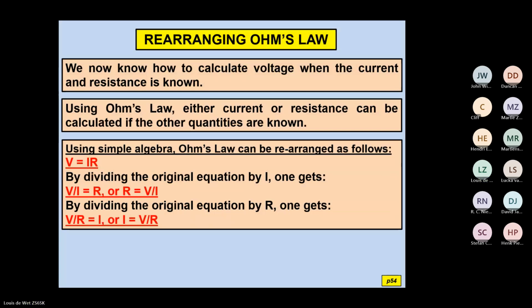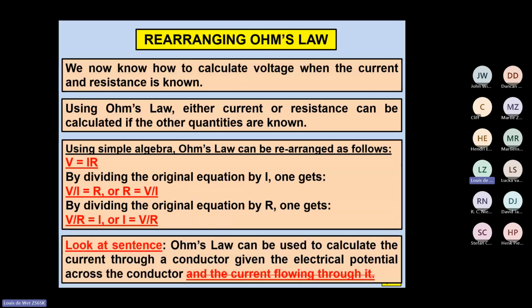Just make yourself very familiar with how this works algebraically and how it is applied. Look at the sentence right at the bottom of page 54. In this form, Ohm's law can be used to calculate the current flowing through a conductor, given the electrical potential or voltage across a conductor and the current flowing through it.